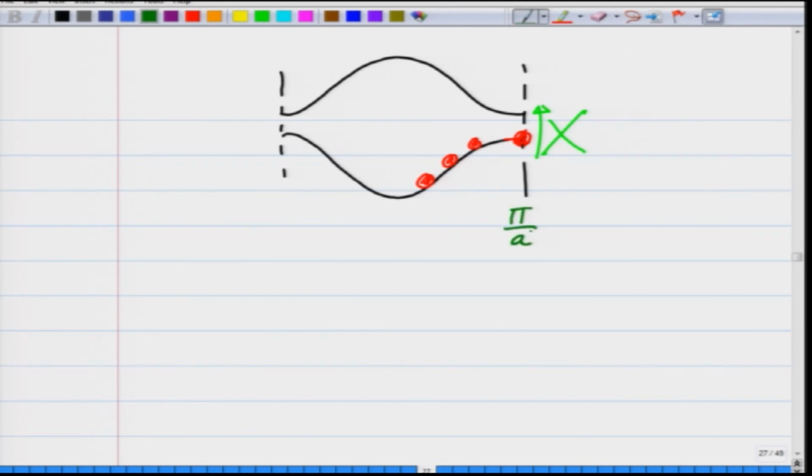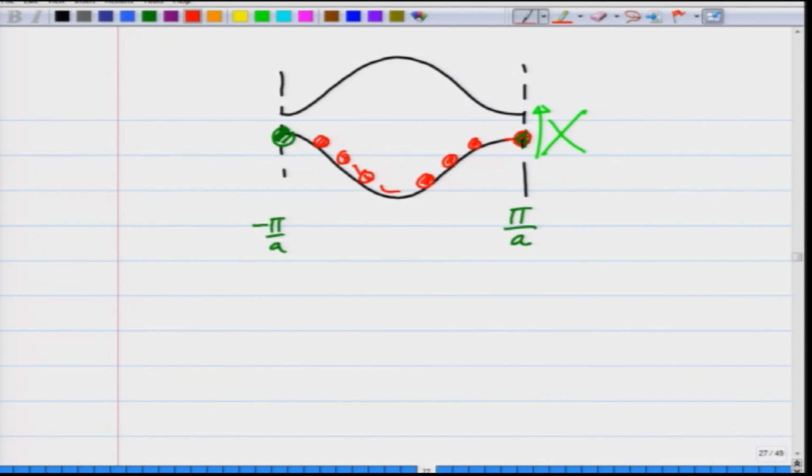What we have learned is that as it reaches here, this point is equivalent to the point on the left, minus pi by a. So, I can think of this particle reaching here as the same as the particle reaching minus pi by a, and then it starts all over again, coming this way. k increases, and then it goes there and comes back.